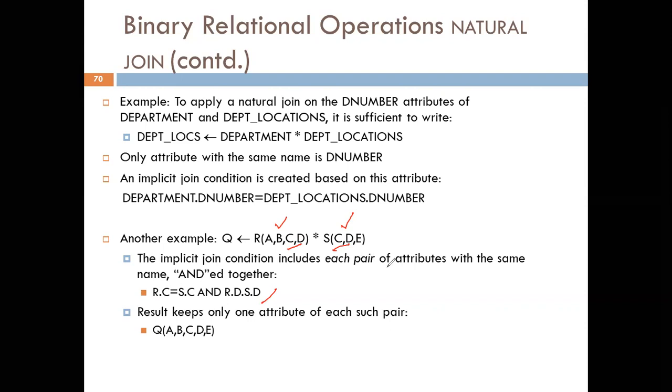In the previous example which we saw, there was only one attribute, that is ID, which was the same in both tables, so there was only one join condition. But in this example, there are two attributes having the same name, so all of them will be combined like this. In the result, it keeps only one attribute of each pair. So if C is present in both, only one will be present, and D is also like this.